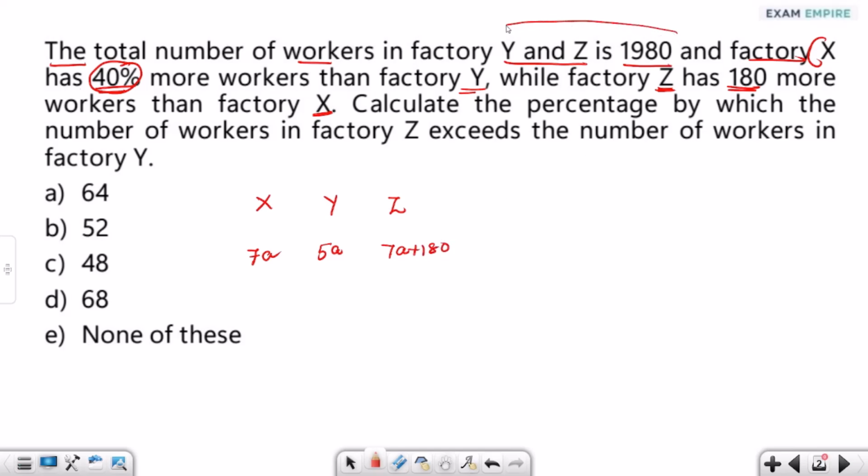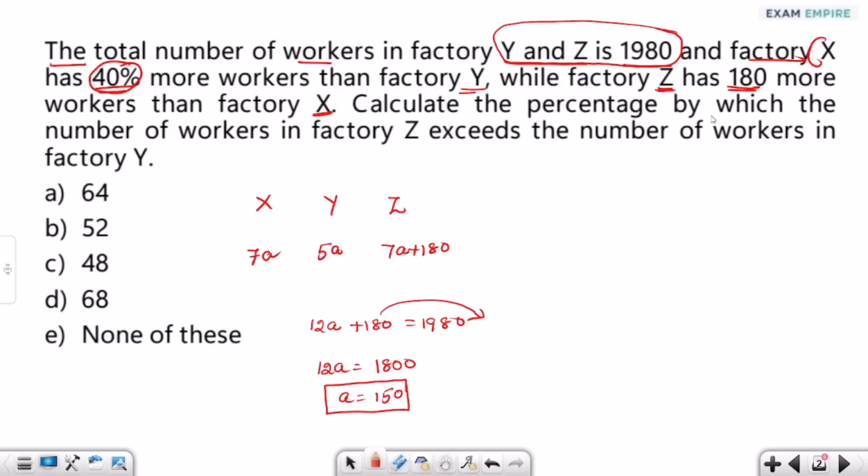And we already know the total number of workers in Y and Z is 1980. So 5A plus 7A is 12A. So 12A plus 180 is equal to 1980. If I bring this 180 to the right hand side, 1980 minus 180 is 1800. So we'll be getting 12A equal to 1800. So A will be 150. Okay. Now what we need to find?